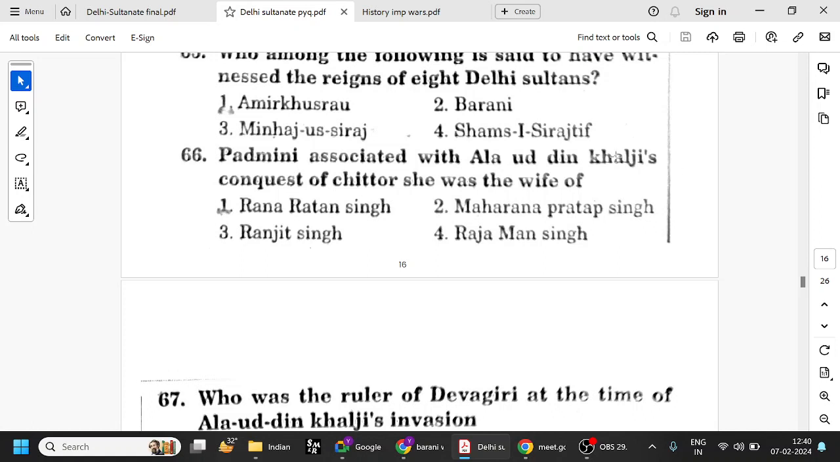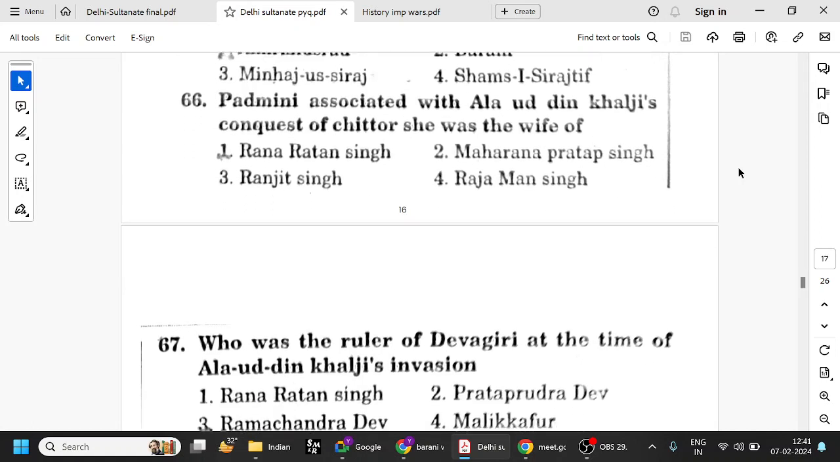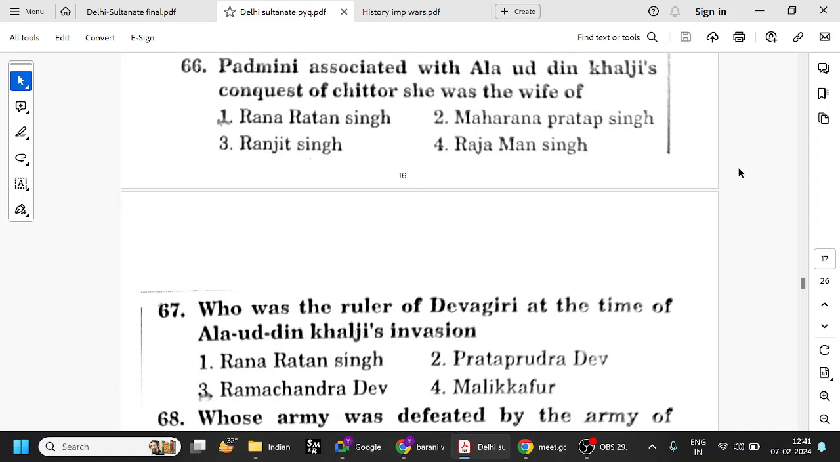So this we've seen in that movie Rani Padmavati, right? Raja Ratan Singh was the king of Chittor. First, after conquest of Gujarat, Alauddin Khilji then conquered Ranthambore, Chittor and the Mewar region also. In Chittor, Rani Padmini Devi was the wife of Rana Ratan Singh. And after conquest of Gujarat, he also took over Queen Kamala Devi. All those are important. Maharana Pratap Singh, Ranjit Singh.